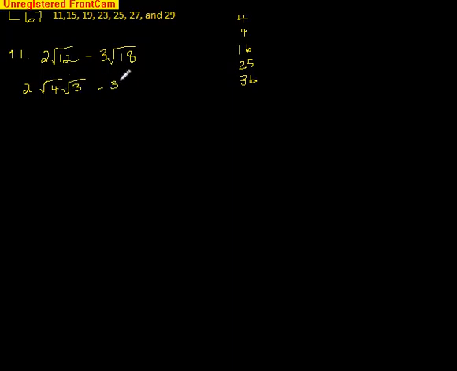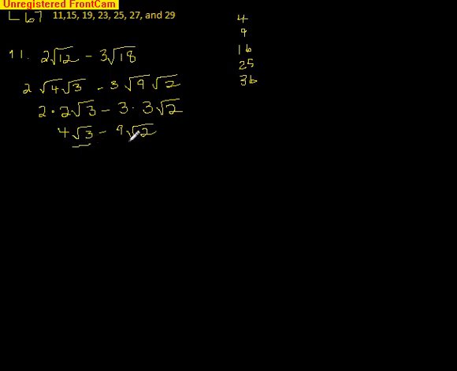Go to the next one, square root of 18. The biggest one that divides into 18 is 9, and that would leave us with a 2. So we're going to get 2, square root of 4 is 2, so it comes out, square root of 3, minus 3 times 3, because the square root of 9 is 3, square root of 2. So we get 4 square root of 3 minus 9 square root of 2.